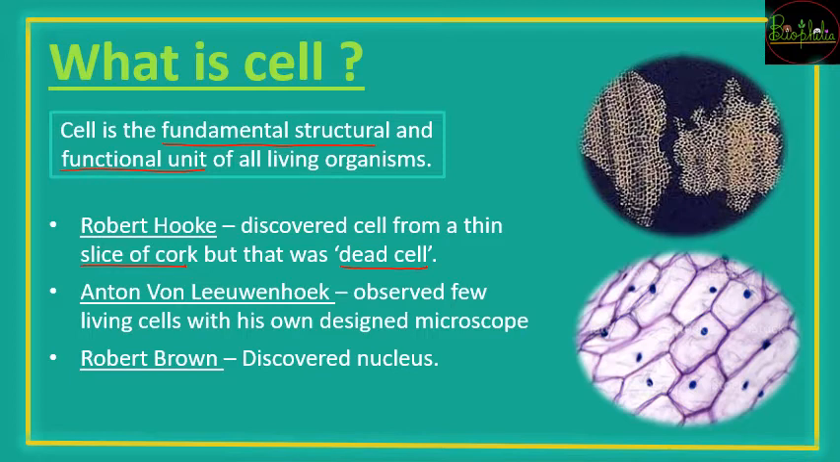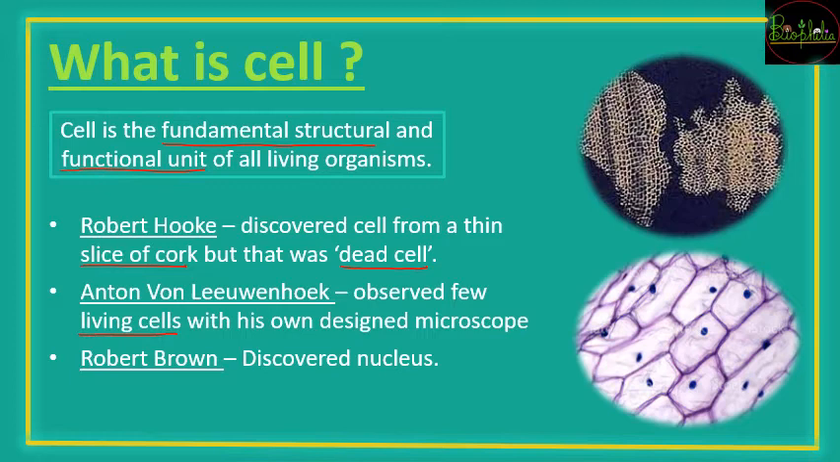Then living cells ko first time dekhne ke liye, the person was Anton von Leeuwenhoek. Anton von Leeuwenhoek for the first time had seen living cells. So bacteria, sperms, all those were seen moving in his own designed microscope. So he was the first person to see living cells.